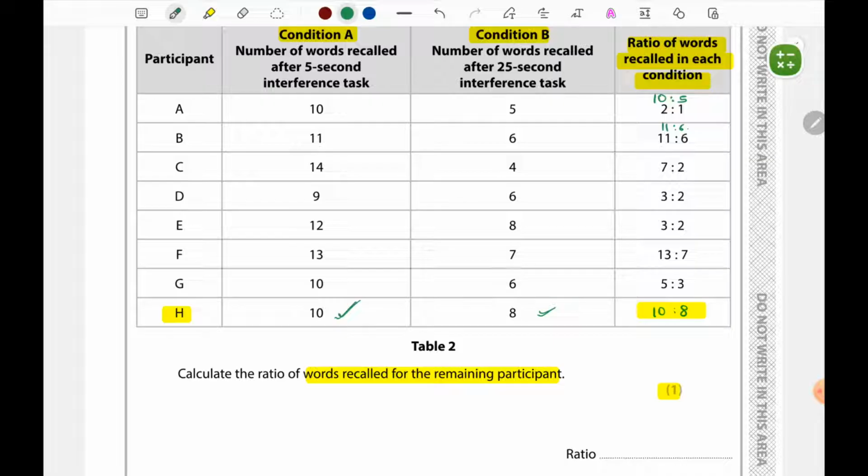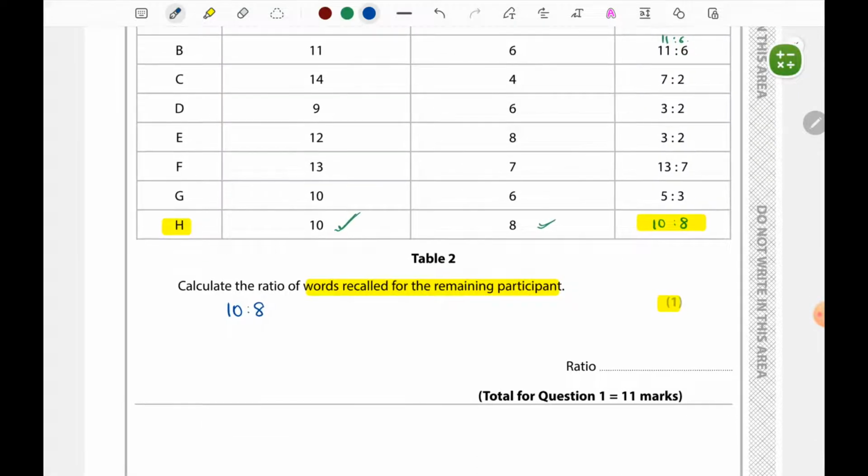But we can't stop at that, because we have to come down to the least form of the ratio. That is, we have to divide either end of the ratio by the common factor. So what we have to show in the paper is, first we will just show 10 is to 8, to indicate that we know which ratio we are simplifying. Then we will show the common factor that we are using to simplify the ratio.